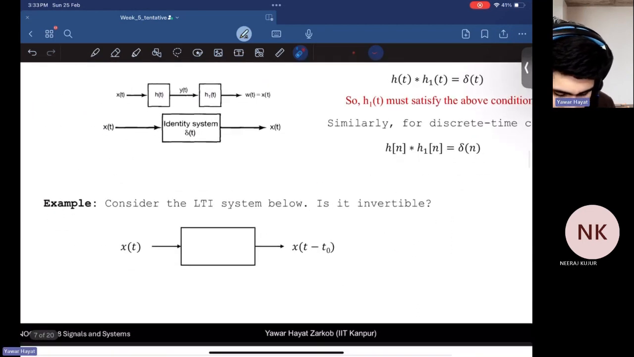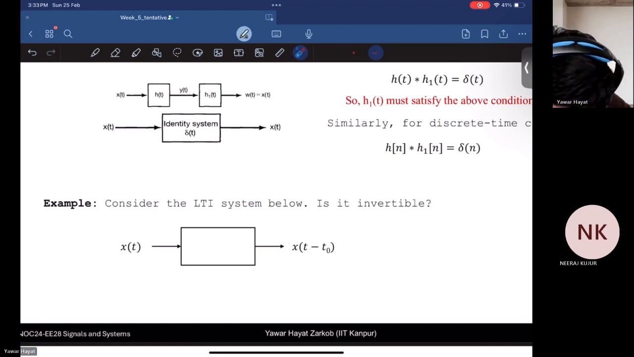Now let's take an example to understand this. Consider the LTI system that is given below, and the question is, is it invertible? What is the impulse response of this system? Sir, it is a time shifted version, sir. Yeah, it is a time shifted version. So what should be the impulse response?